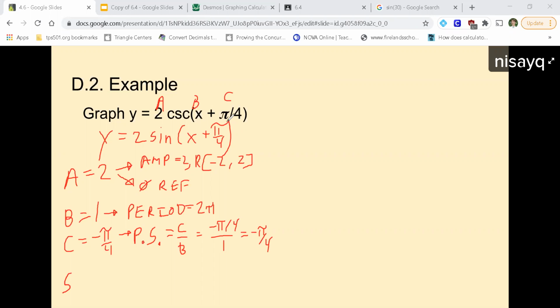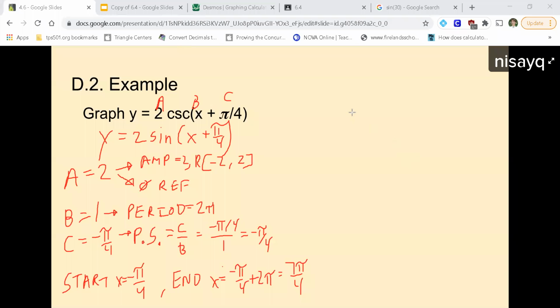So that means we start at -pi over 4, when x equals -pi over 4, and add 2 pi later, at 7 pi over 4. Right, 2 pi is the same as 8 pi over 4, and 8 pi over 4 minus 1 pi over 4 is 7 pi over 4.